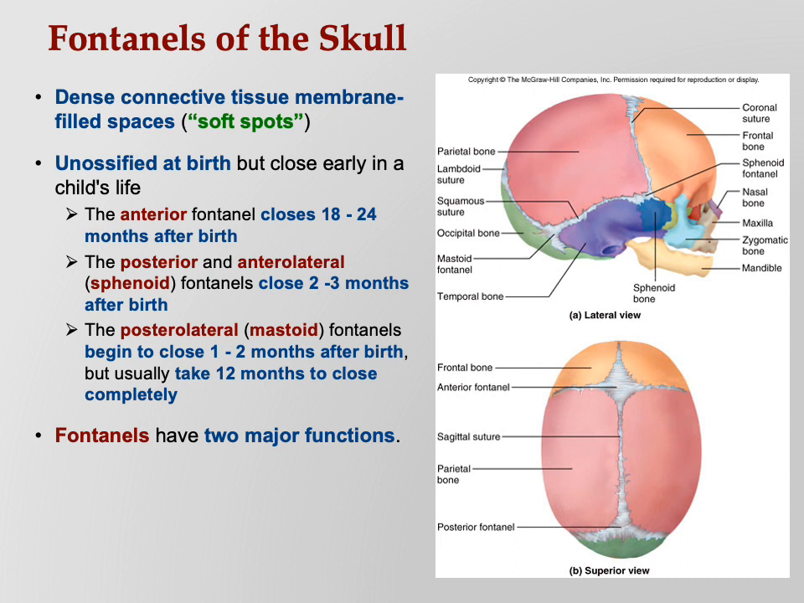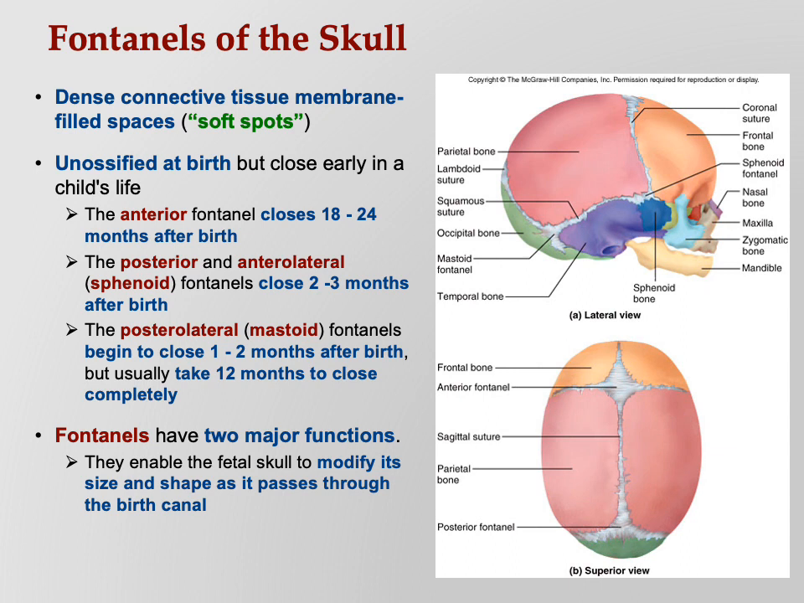So fontanelles have 2 major functions. The first, of course, like I said, is that that big head has to get out through a pretty small opening. Bones can slide over one another. But then also, the baby's brain is growing during that, especially during that first year. So you've got to have room for the brain to grow. If all the bones of the skull immediately fuse together, there would be no room for brain growth. So those are really the 2 major functions of the fontanelle. That's something that I could ask on a quiz or on an exam. I would expect you to know the 2 main functions of the fontanelles.